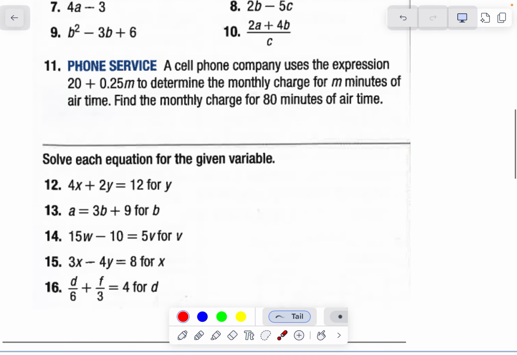And then this is a skill that some of you were struggling with before, and hopefully when I go to look at your tests, that's a skill you've improved. But let's take a look at number 12. Let's do that one together.